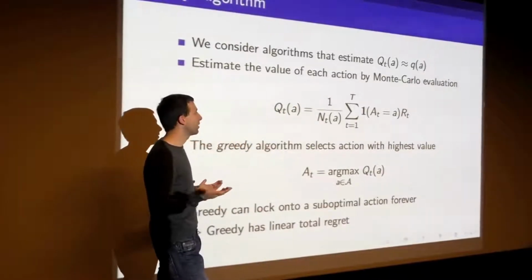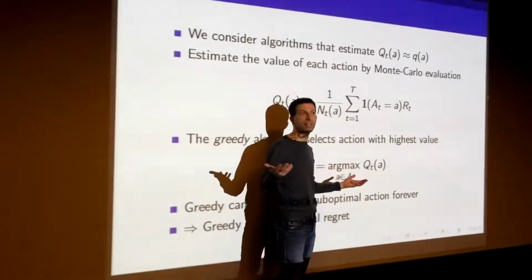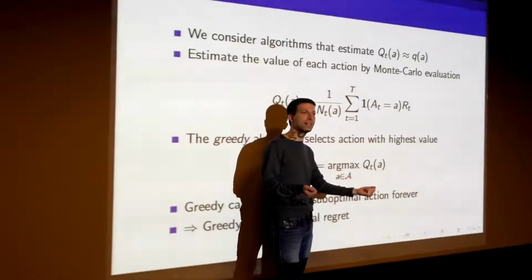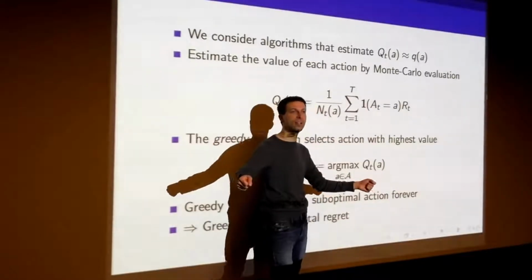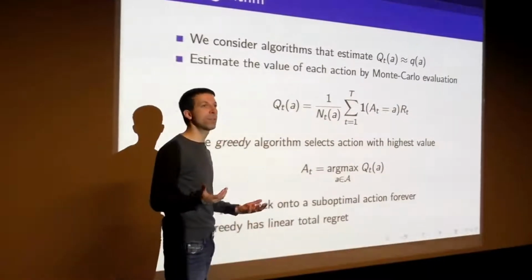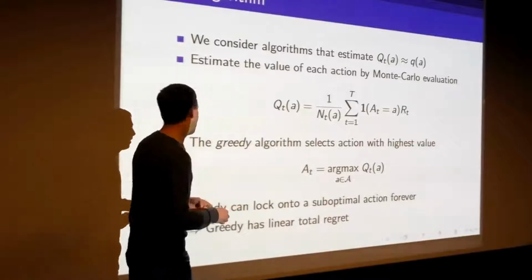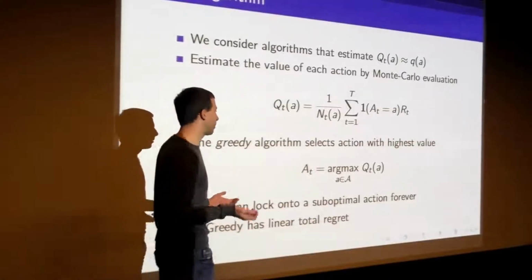So the greedy algorithm, what does it do? Well, it selects the action with the highest value. That's the natural thing to do. So we've estimated how good this action is. We've estimated how good this action is. If this one's higher, we just pick it. Okay? And the greedy algorithm doesn't explore at all. It just picks it, picks it, picks it. And the obvious problem is that it can lock onto a suboptimal action forever.